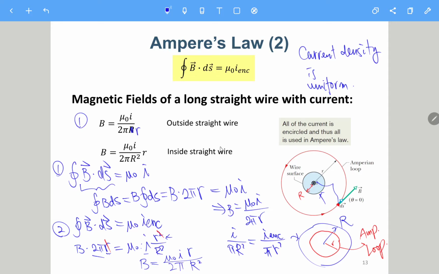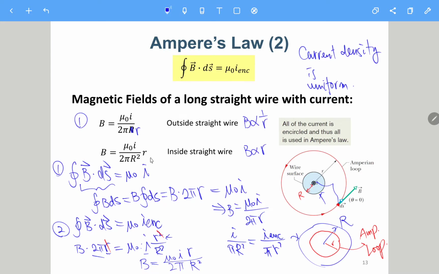So when we consider the B field outside the wire, B is inversely proportional to r. And for the inside, B is proportional to r, because R squared is a constant, so it is proportional to r in the region inside the wire. Actually, you don't necessarily need to remember this, because if you are familiar with Ampere's law, you can quickly derive this expression.